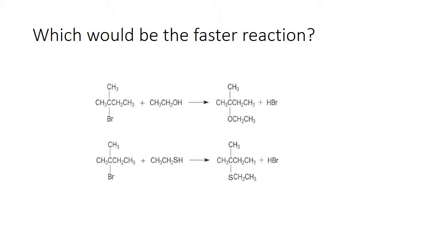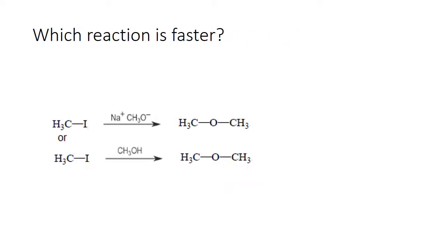So which would be the faster reaction here? If I look at this reaction, I see this is tertiary and this is tertiary. A tertiary carbon is certainly not going to undergo an SN2 reaction. It will undergo an SN1 reaction. So this is going to be independent of the nucleophile. So the outcomes of these reactions are going to occur at the same rate. Why? Because the characteristics of the nucleophile will not matter.